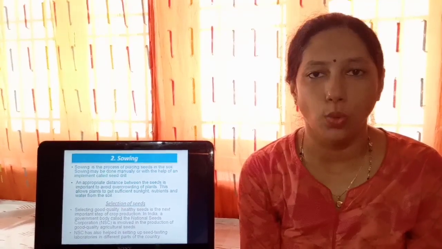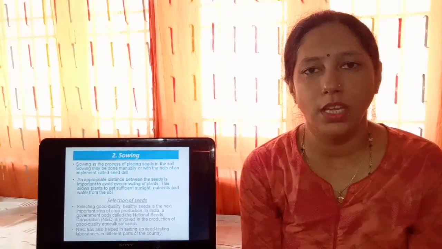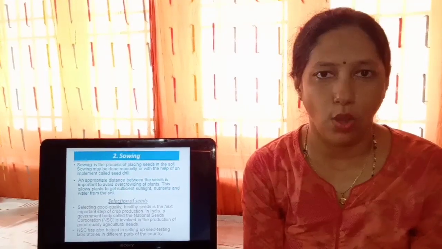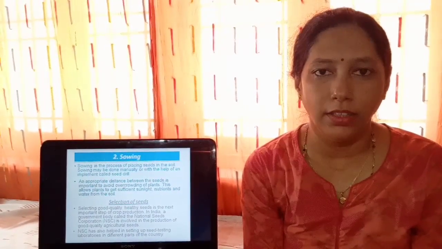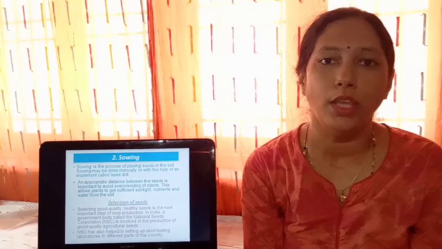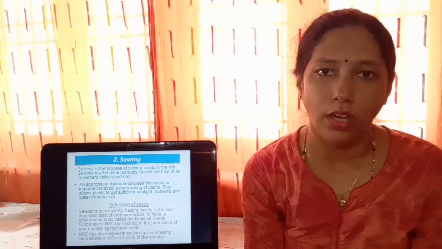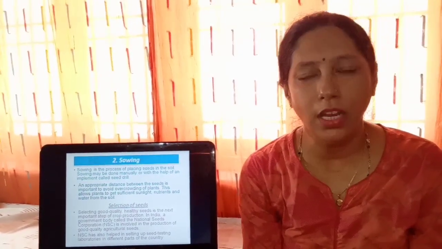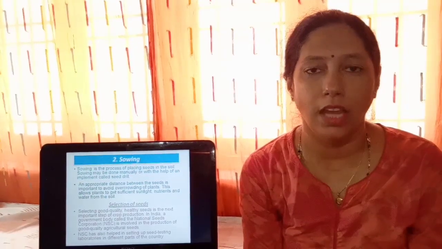Now we will study the second important step of the agricultural practices, that is sowing. Sowing is the process of placing the seeds in the soil. It can be done either manually or by using the implement called seed drill. We will learn about how sowing is done afterwards.